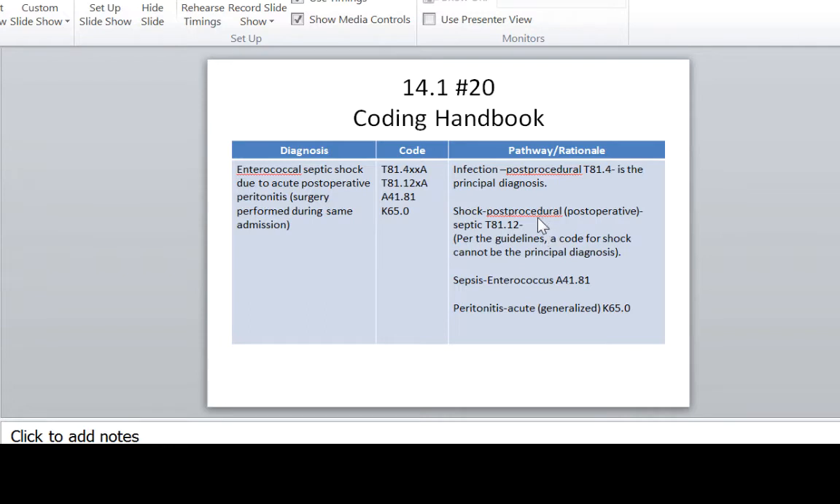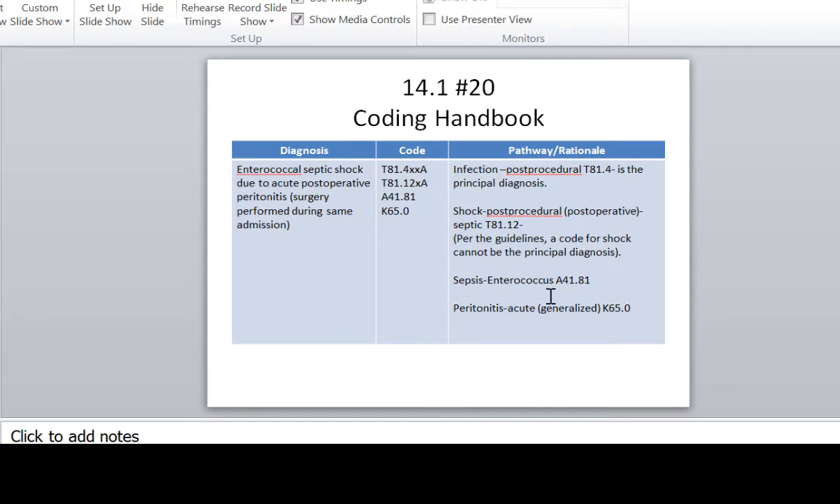The next code is shock, post-procedural, post-operative, septic shock. That's referring back to these terms right here. And that's a T81.12. And always the dash means we need more characters, so we will be looking at that. And per the guidelines, a code for shock cannot be the principal. So we know right away that this code describing the shock is not the principal.